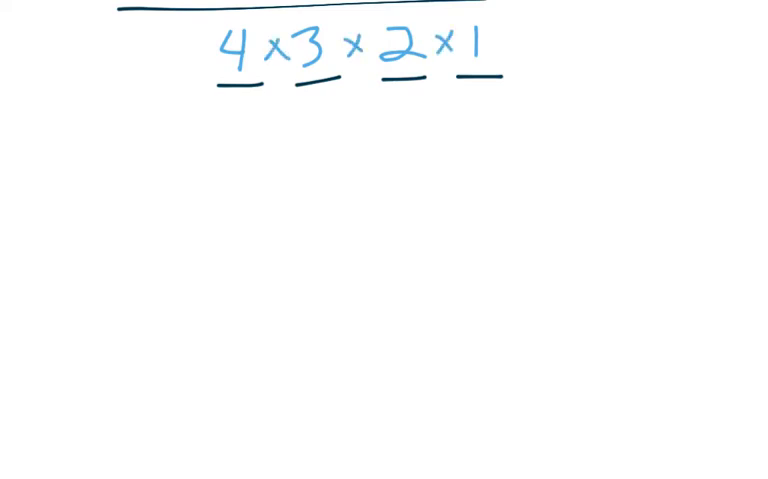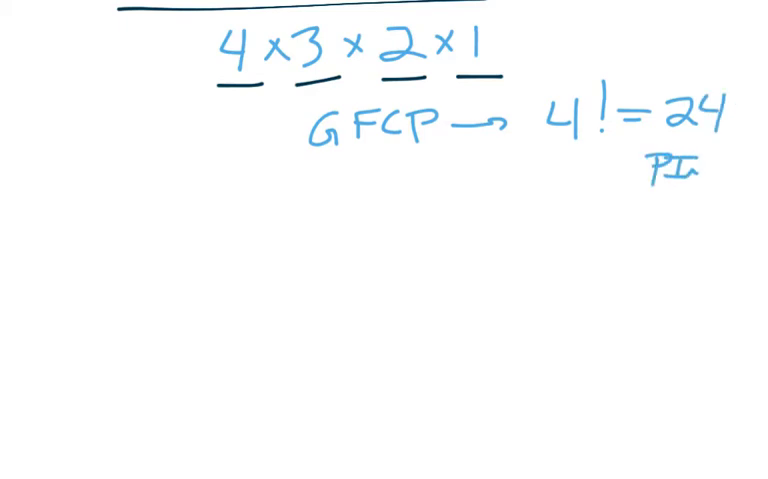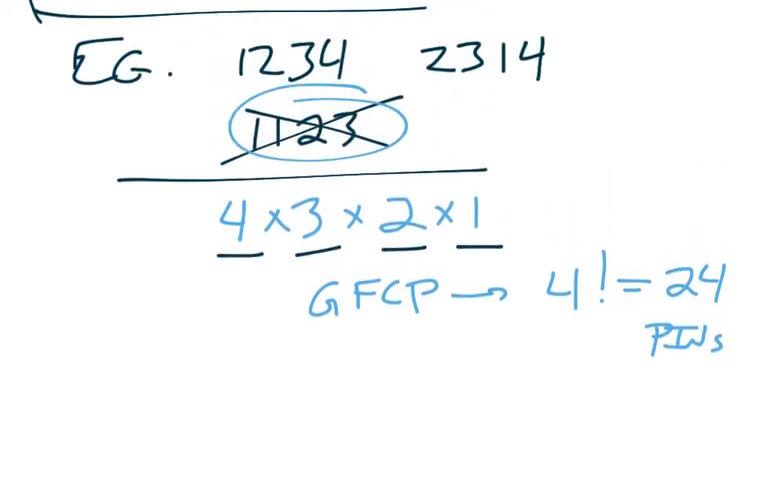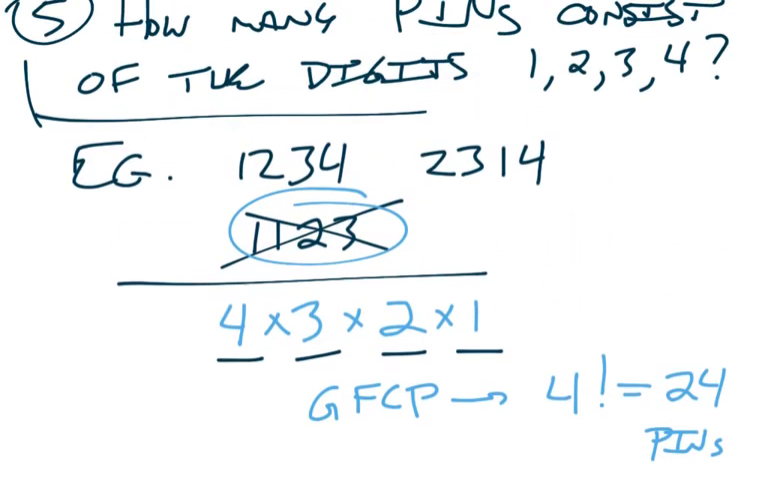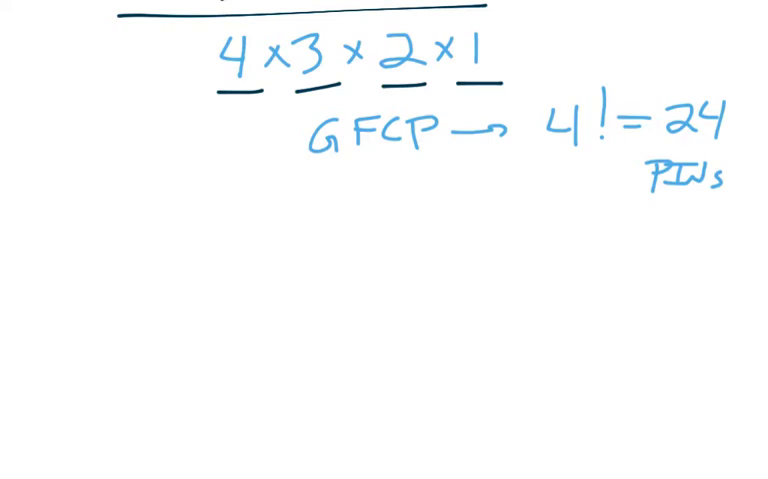Generalized fundamental counting principle says to multiply these all together. And I get 4 factorial options. All right, it's 4 times 3 times 2 times 1. This is 24 pins that consist of the numbers 1, 2, 3, and 4. Right, there are 24 of these.